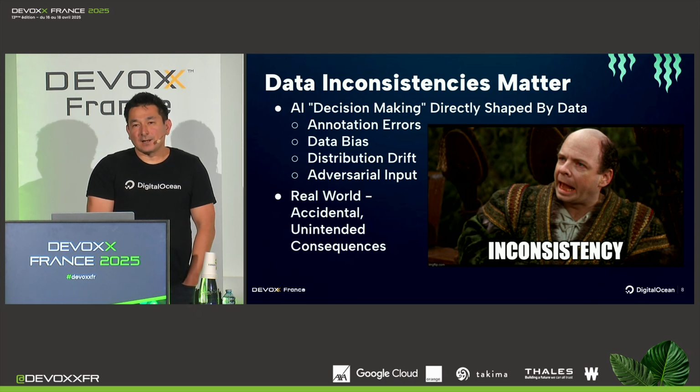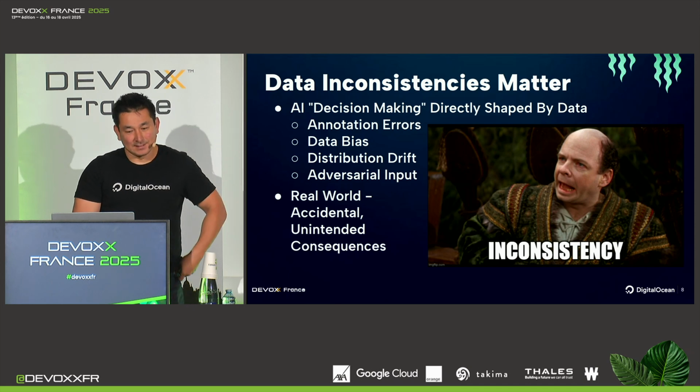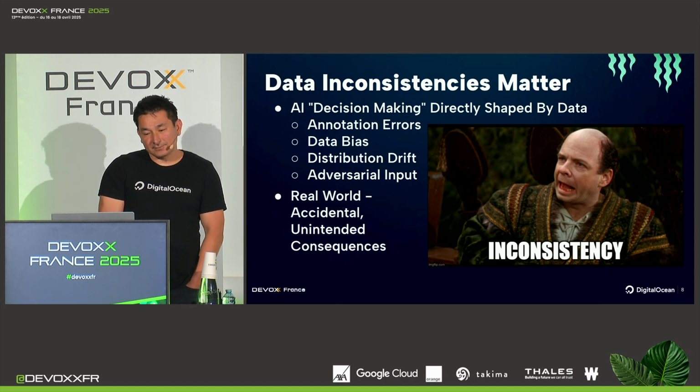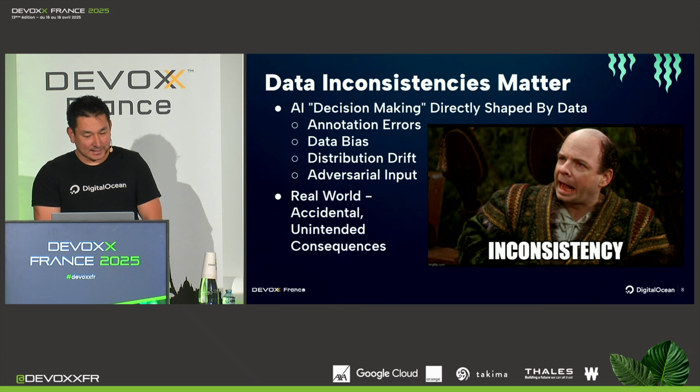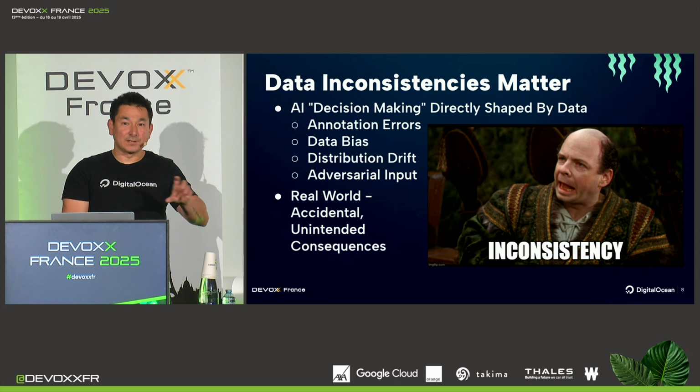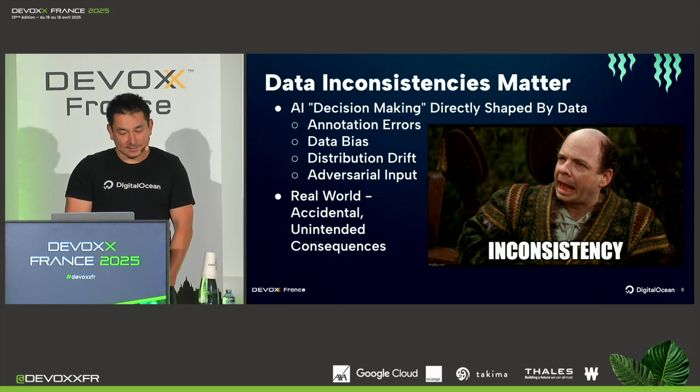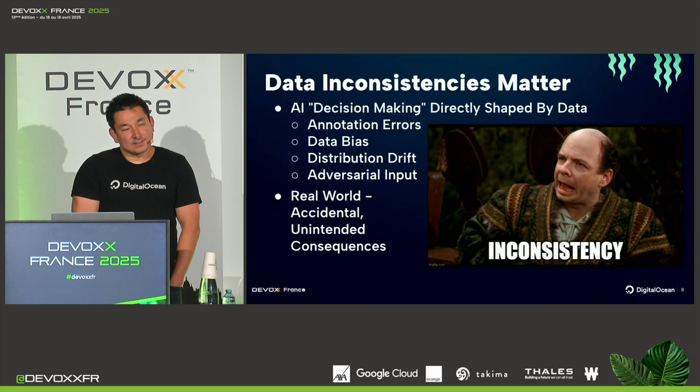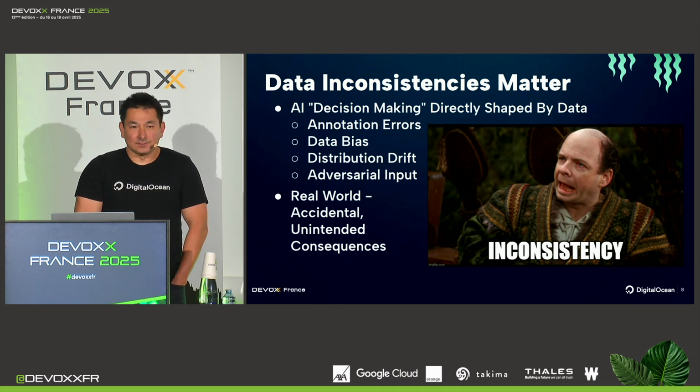So the four most common ways in which your data sets go off the rails are annotation errors, data bias, distribution drift, adversarial inputs, and all of those things. And this is not a complete list. These just happen to be the four big ones that happen very, very often. Having these things in your data sets affects your AI and ML systems in real world ways, has a whole bunch of unintended consequences, and you'll get accidental classifications.